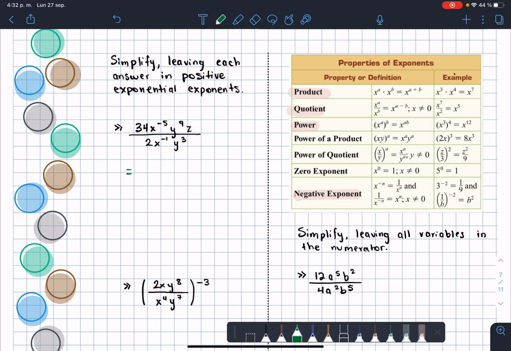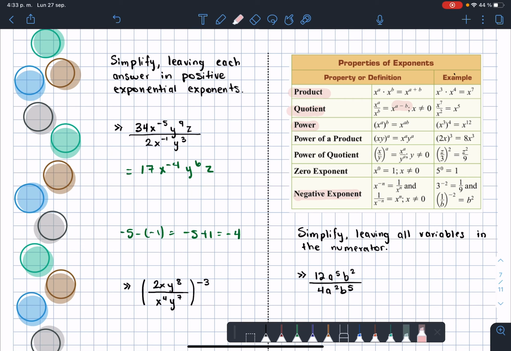In this case, we have a division. Remember that when we are dividing, what we do is subtract the exponents. I divide 24 by 2, and that's 17. x to the power of negative 5 divided by x to the power of negative 1, that's like having negative 5 minus negative 1, which is negative 5 plus 1, and that's equal to negative 4. So I get x to the power of negative 4. y to the power of 6, because 9 minus 3 is 6, and the z I just copied because I don't have another z.